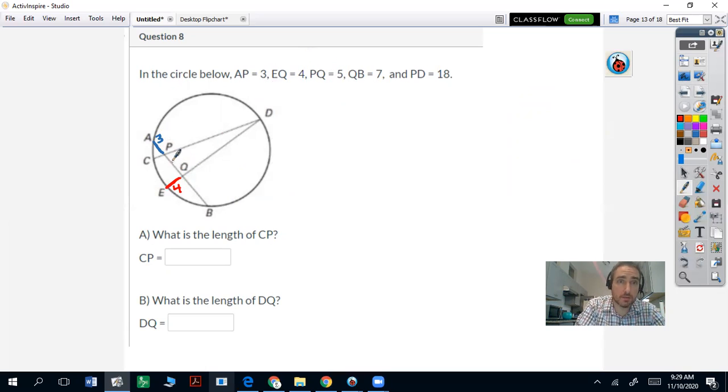I got PQ is 5. Notice that I tend to keep the segments along the same line the same color, just for our reference there. QB is 7. Oops, that's going to be the same color. And PD is 18. Well, I have a different segment, so I guess I'll call that black there. So that's going to be 18.